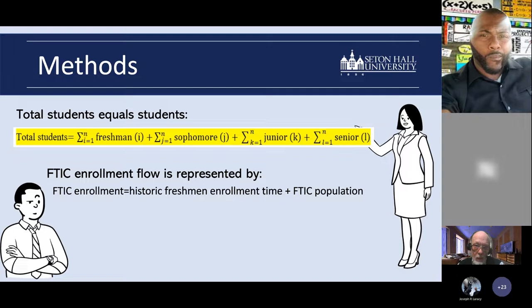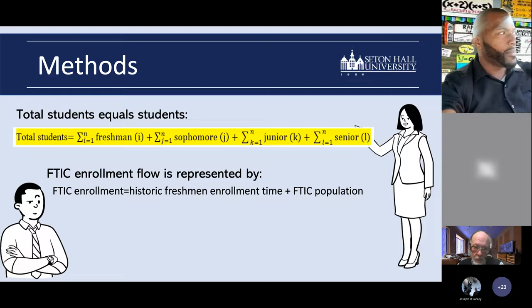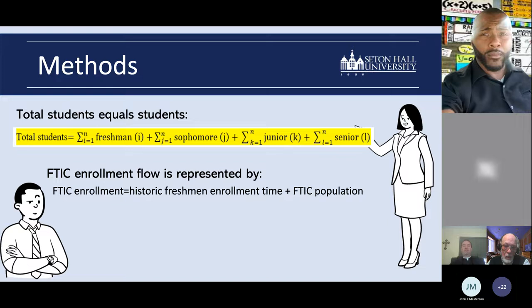Based on the equations that we have here, the variables that we calculate using the method below: for the total amount of students, we have the number of freshmen, plus the number of sophomores, plus the number of juniors, plus the number of seniors. Additionally, we have FTIC, which stands for first time in college. The enrollment flow can be represented by the time that they enrolled and the population of first time in college. Later in our research, we used some rationale to determine the following year's enrollment rates, where the students' populations are considered as flows that are calculated the same way as previous years. So onto our next slide right here.